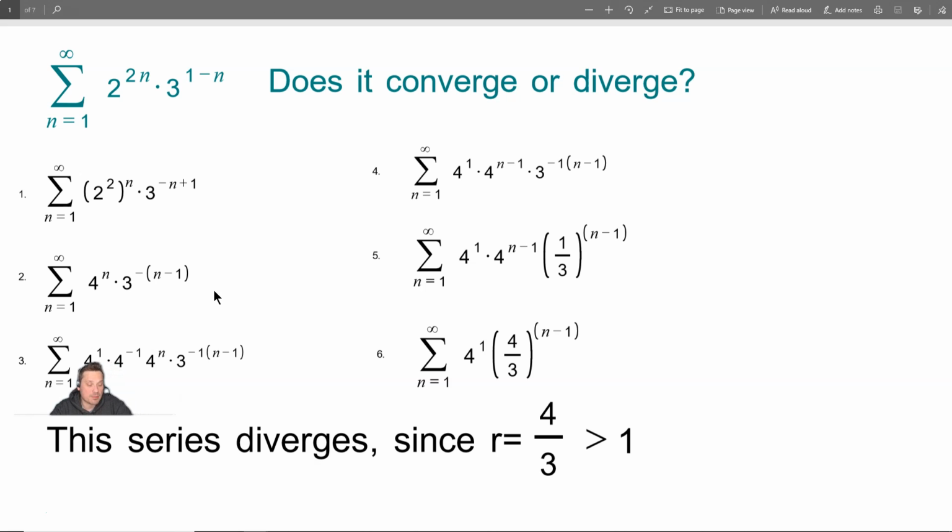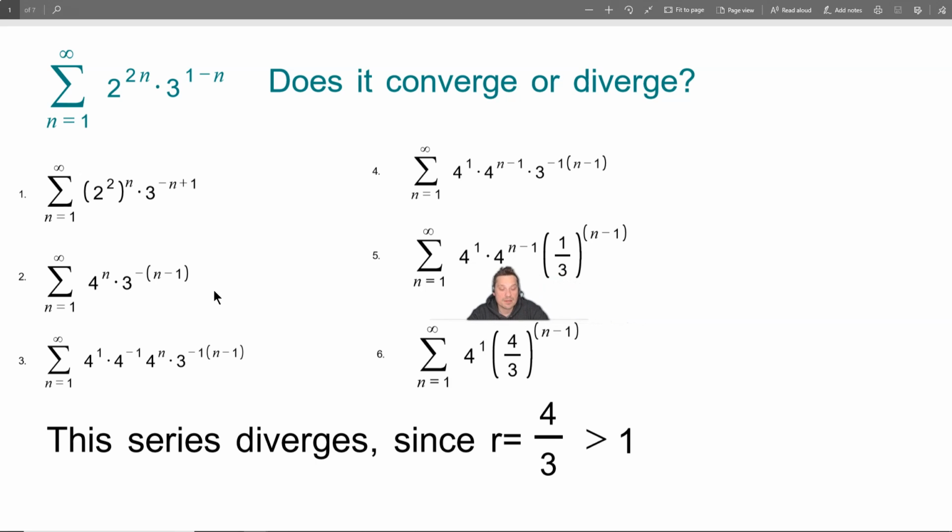But now what I can do is that positive 4 to the first can be left this way for now, and I can take the 4 to the negative first and then multiply by the 4 to the n, which is going to give 4 to the n minus 1 times 3 to the negative 1 times n minus 1. Now what I can do is this. Observe that this is 3 to the negative first. That's the same as 1/3 in that position above my head by the meaning of negative exponents.